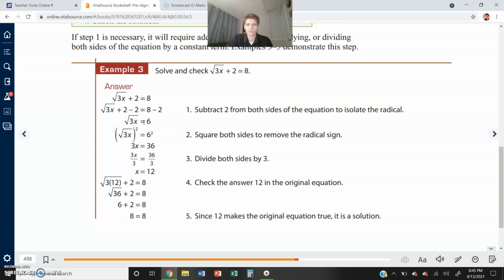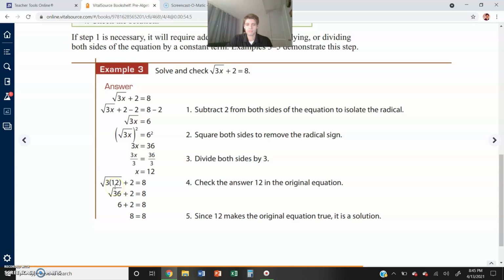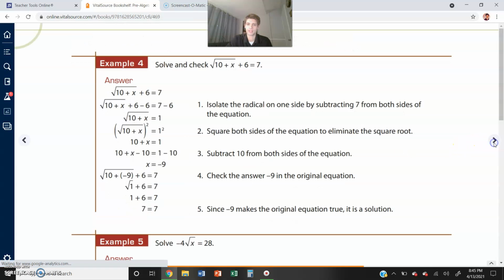So how do I get the radical to go away? I square both sides. So when it goes away, I'm left with whatever is inside the square root, which in this case is 3x, but I squared the other side, which is 36. Now I'll divide both sides by 3. I get x equal to 12. So does that check? Well, I'll plug it in. 3 times 12 is 36, the square root of 36 is 6, plus 2 is 8. Yes, it does check.